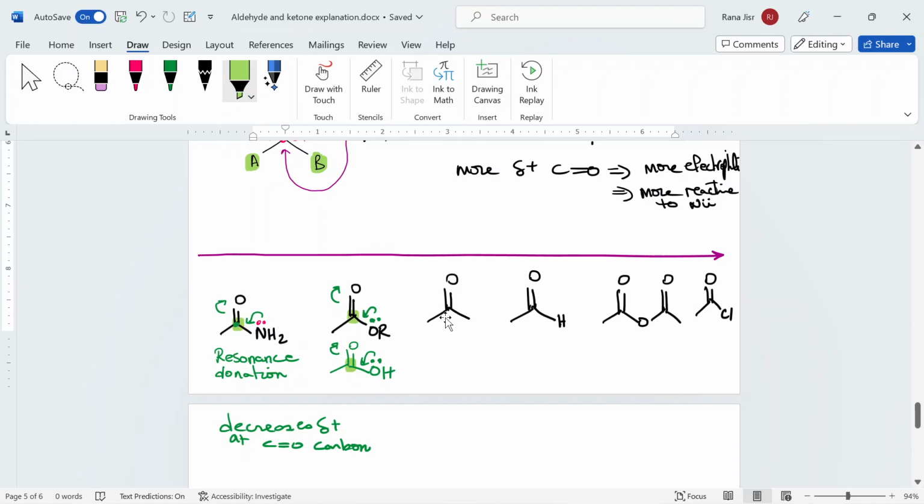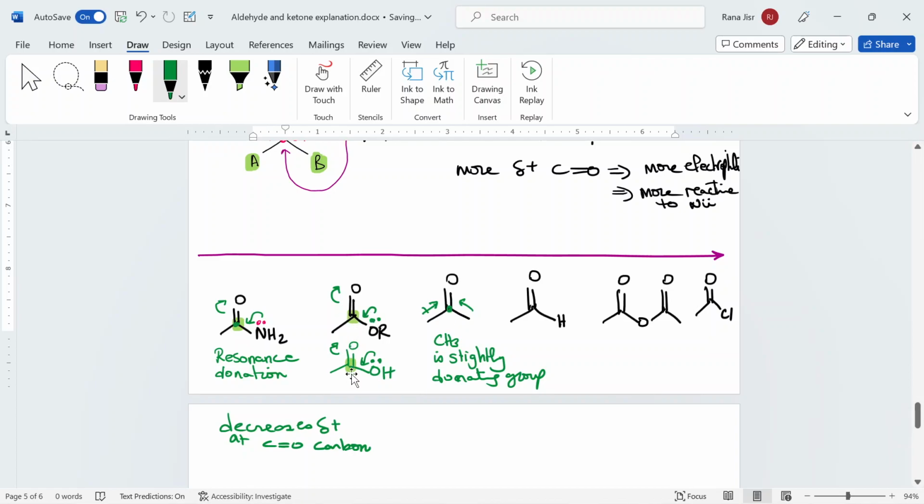Considering the ketone, we know that CH3 is a slightly donating group. So CH3 is a slightly donating group by inductive effect. It donates electrons by inductive effect, so also it's going to decrease the electrophilicity of this carbon, and it's going again to decrease the electrophilicity.